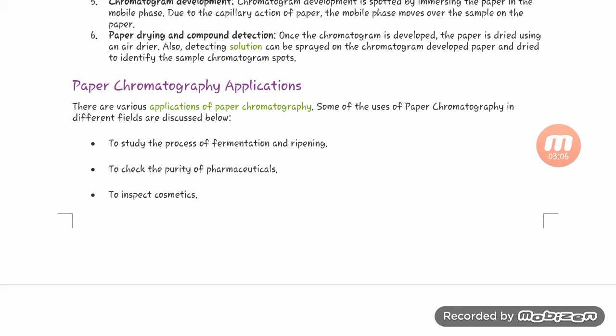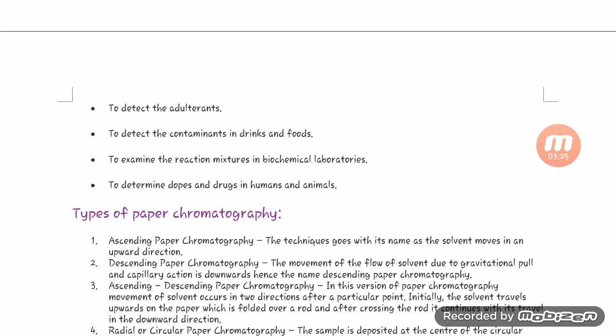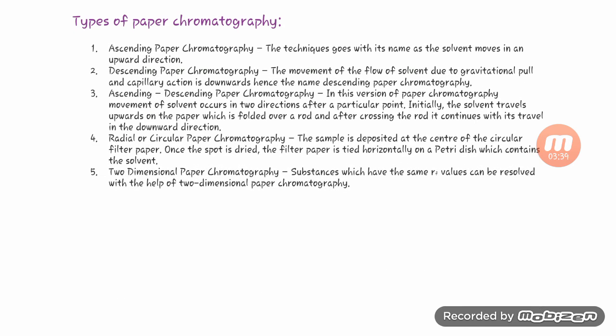So let's see the applications of paper chromatography. There are various applications of paper chromatography, but some applications you can see here are to study the process of fermentation and ripening, to check the purity of pharmaceutical compounds, to inspect cosmetics, to detect adulterants, to detect contaminants in drinking water or food, to examine the reaction mixture in biochemical laboratories, to determine the dopes and drugs in humans and animals.